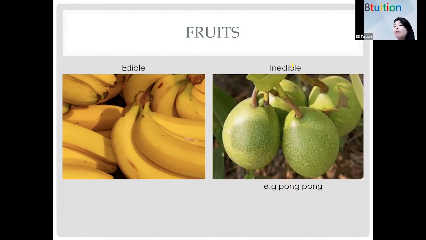Now, the third way of classifying plants according to their fruits is whether or not the fruits can be eaten. Okay, so I have edible and inedible fruits. On the left-hand side, you can see the edible fruits. You know, you can list them. Durian, papaya, banana, all of these are edible. Okay, but we also have some inedible fruits such as the pongpong. Okay, so the pongpong is poisonous. You won't want to eat them. Okay, so this is classifying plants according to their fruits.